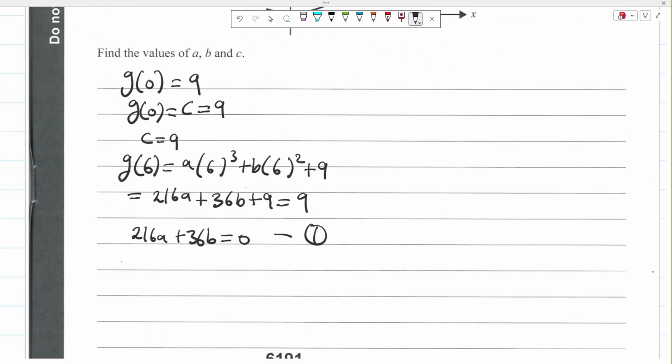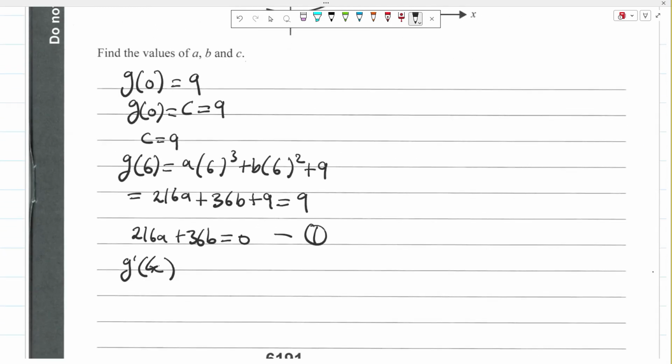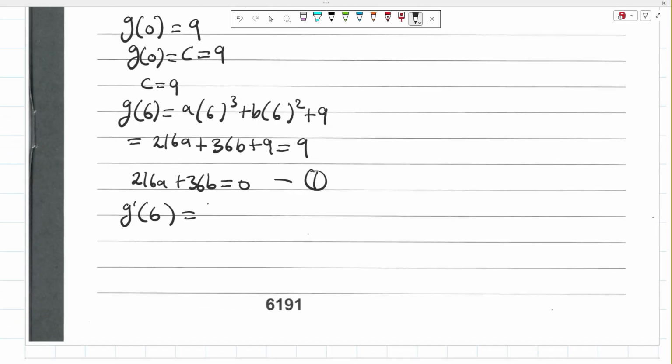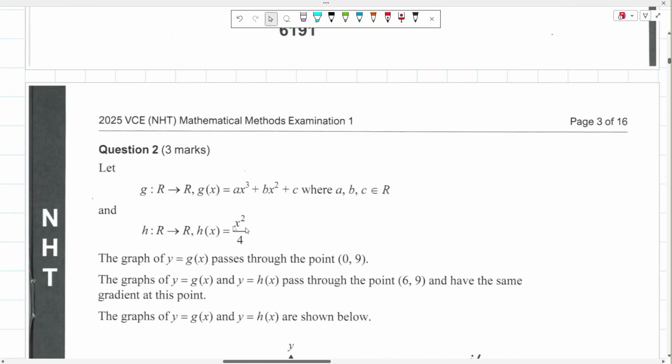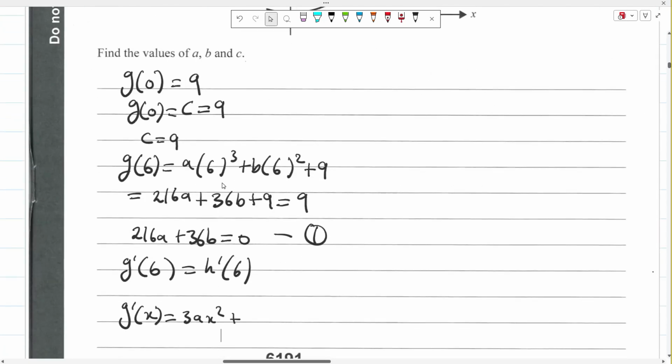So what does that mean? The gradient of g of x, which is g dash of x, at x equal to 6 is the same as the gradient of h of x at x equal to 6. Right? That's going to be very useful to us. First, let's find g dash of x. Right? So if we go back, that's going to be 3ax squared plus 2bx.